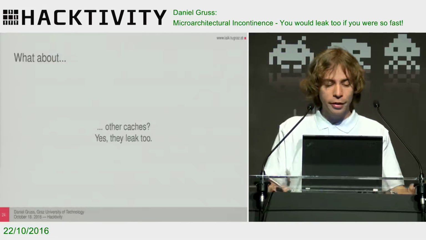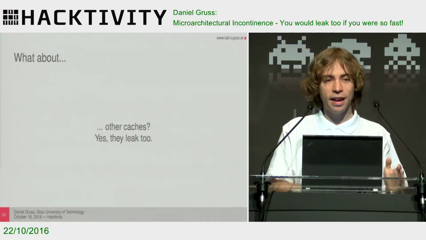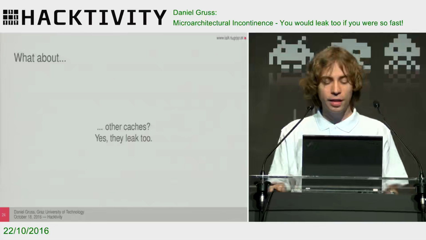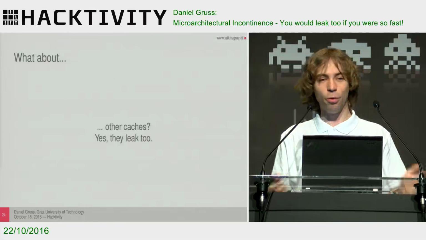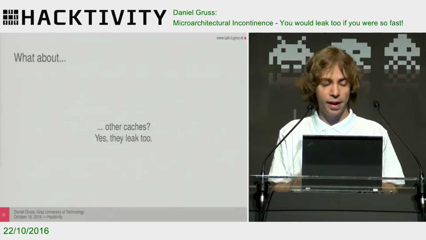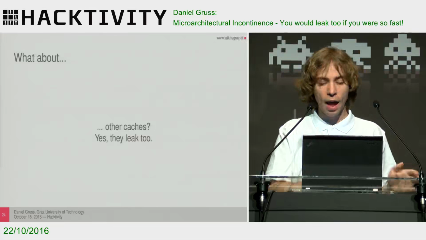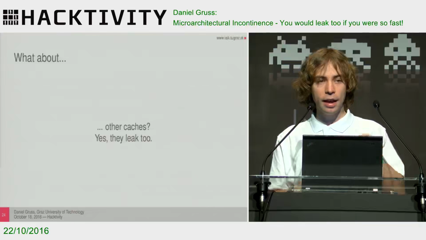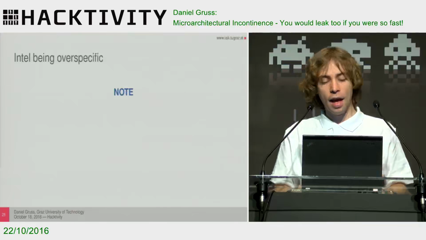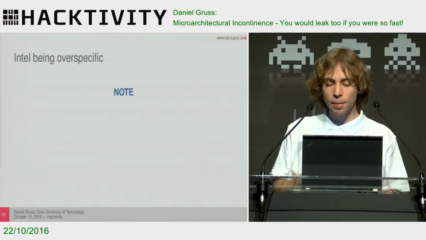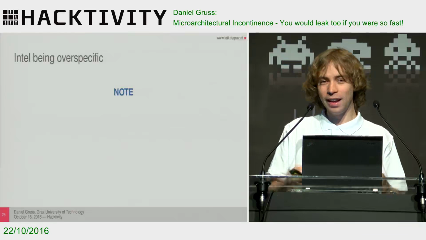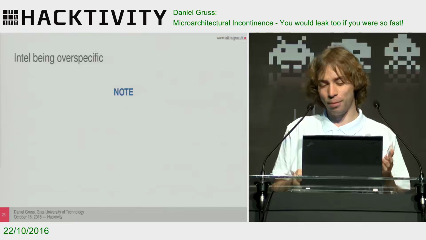So what about other caches? There is more than just data caches in CPUs. And recently, we investigated that, and yes, they leak too. All caches leak. It's always the same. Branch prediction caches leak. And we just looked at something more, the address translation caches. And here we found something in the Intel manual where Intel was being over-specific. So they said things that they should not have said, probably.